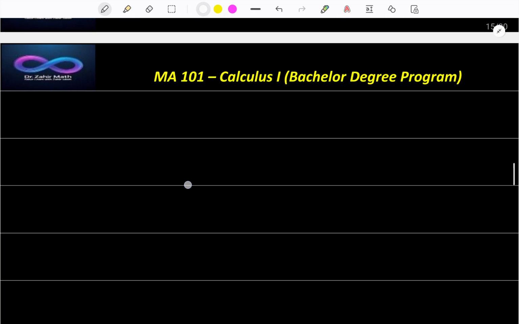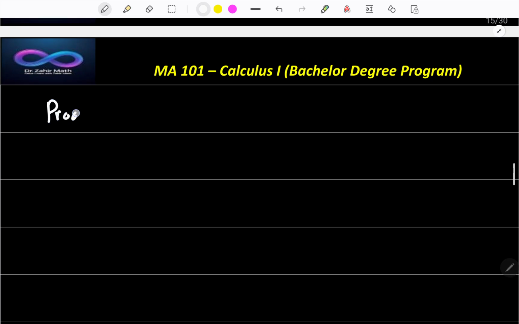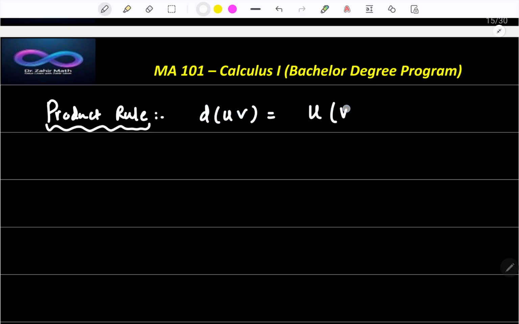And the next rule which I want to tell you is product rule, right? So what is product rule? Suppose you have two functions in multiplication. How to take the derivative? Keep the first function, take the derivative of second function, plus keep the second function, take the derivative of what? First function. And the next rule is quotient rule.